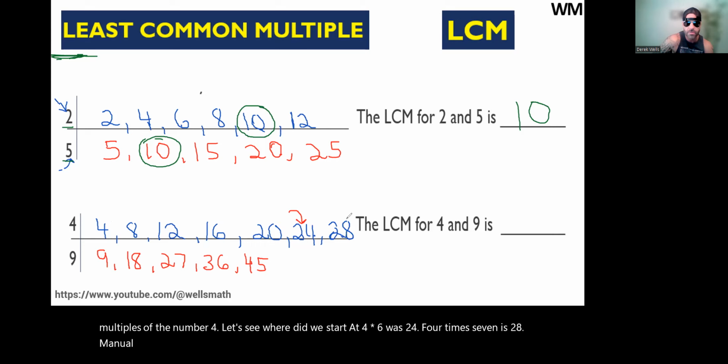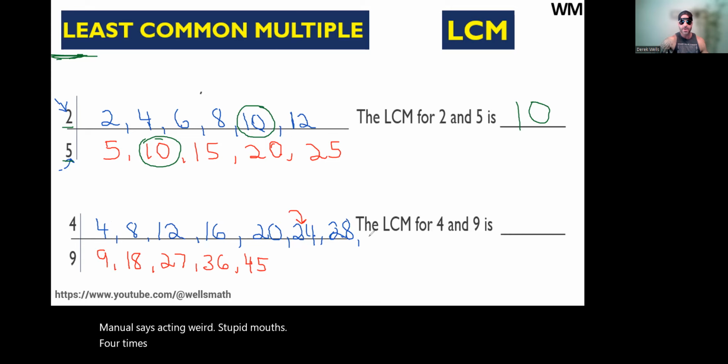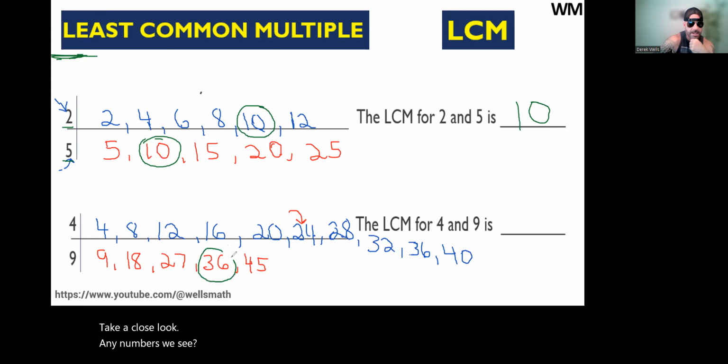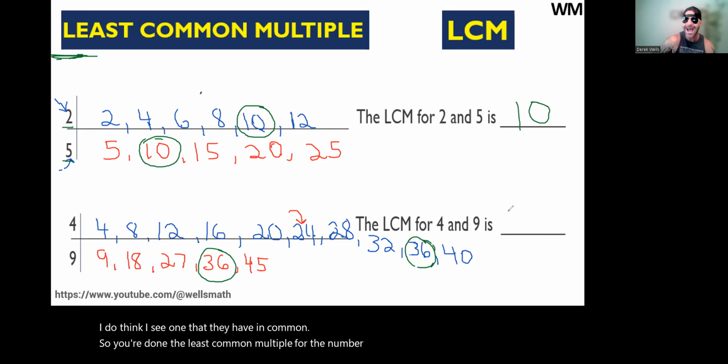4 times 8, 32. 4 times 9, 36. And 4 times 10 is obviously 40. Let's stop there and see if we have any in common now. Take a close look. Any numbers we see. Ooh, I do think I see one that they have in common. So you're done. The least common multiple for the numbers 4 and 9 is 36.